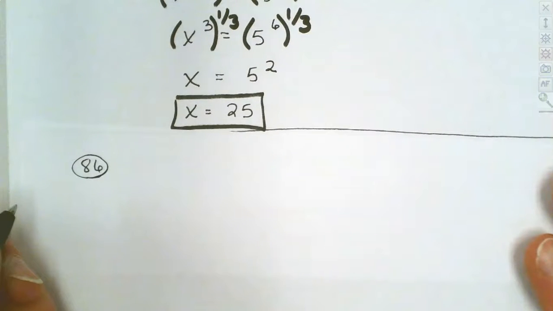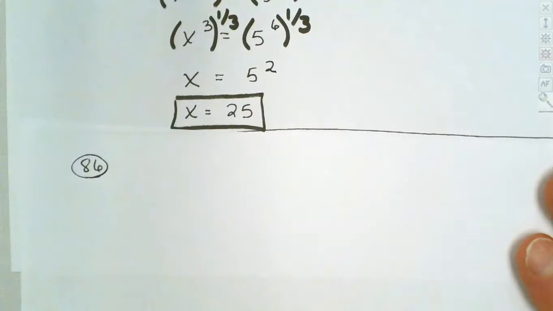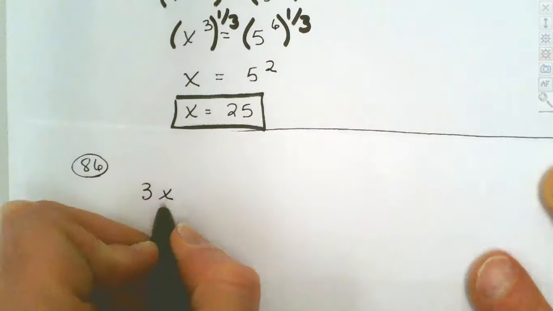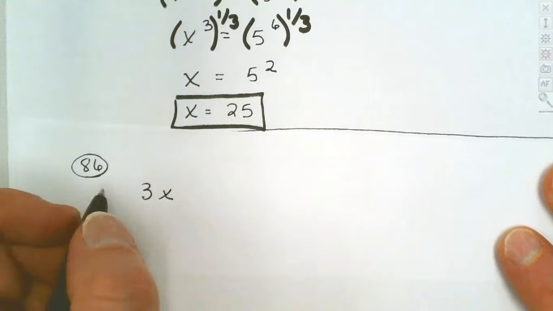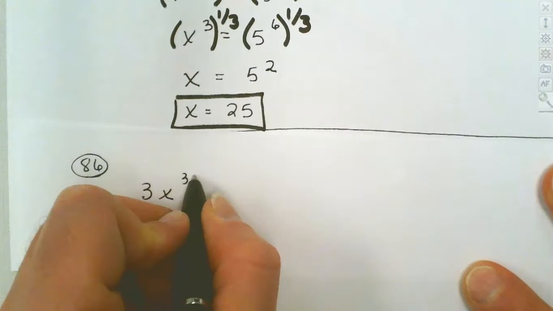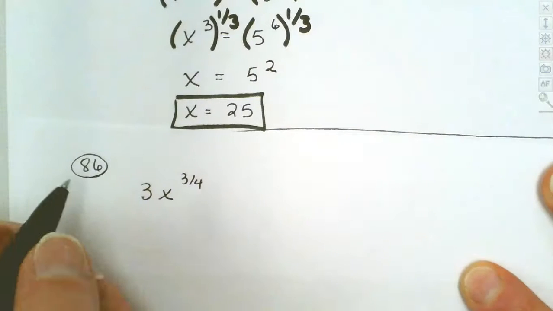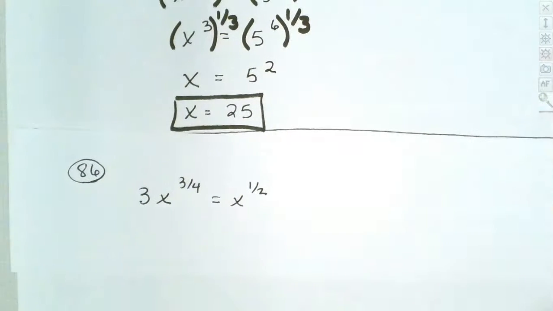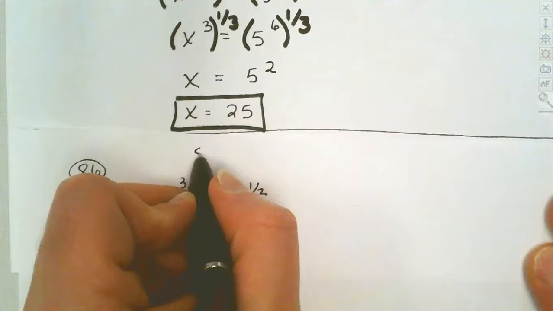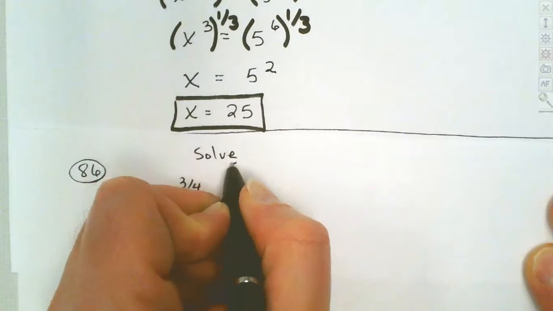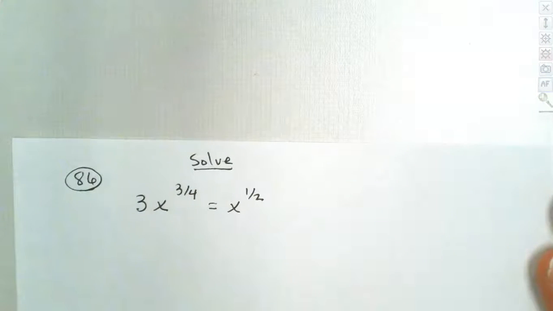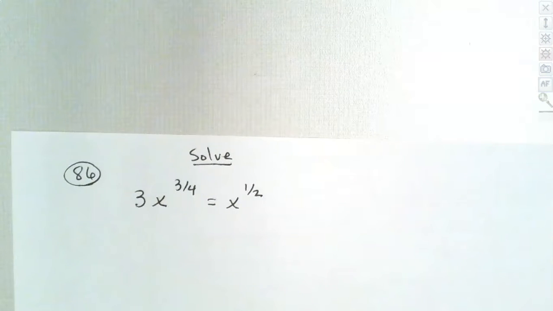And it's very, very similar to the one in your homework. Just a little bit different powers here. So 86, we've got 3 times x to the 3/4 power equals x to the 1/2 power. And we're going to try and solve this. Now the good thing about these is you don't have to check your answers. So once we solve them, we're done. We're not going to have to check them.